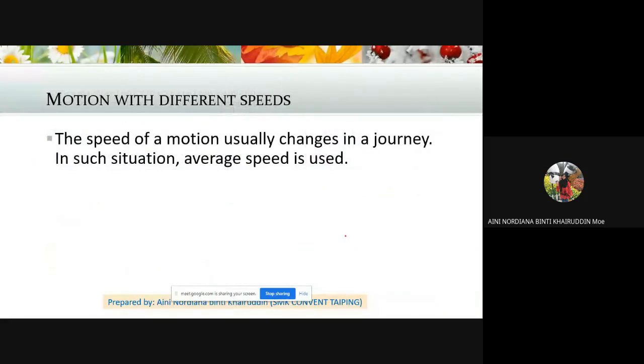Okay. So motion with different speed. The speed of motion usually change in a journey. In such situation, average speed is used. So formula average speed, total distance over total time.